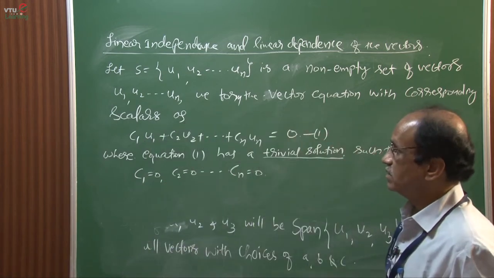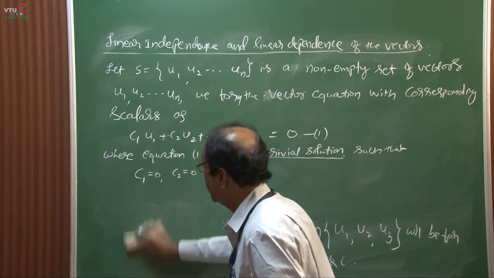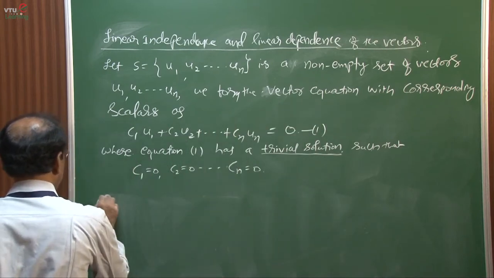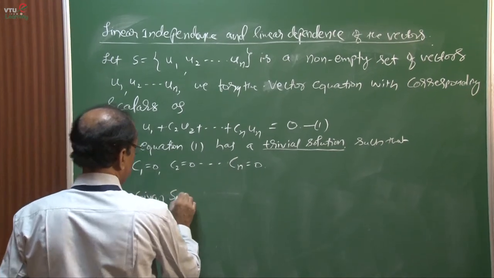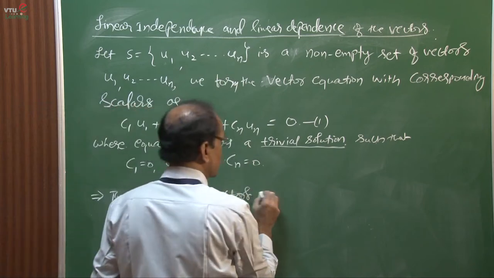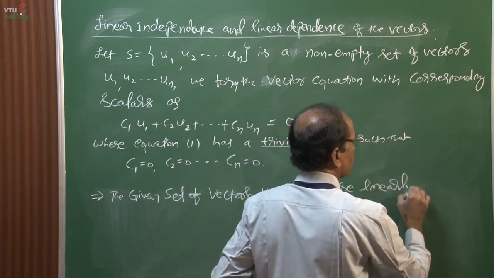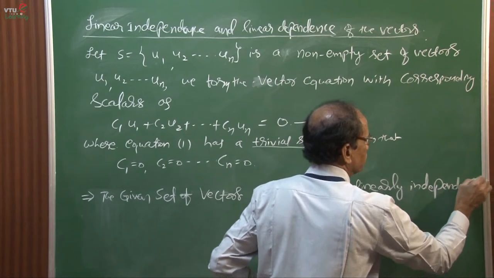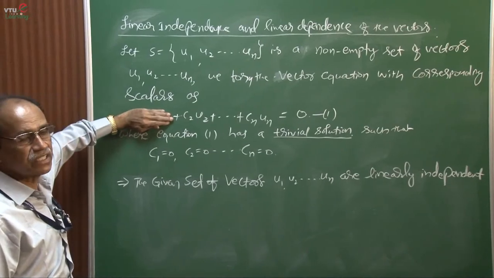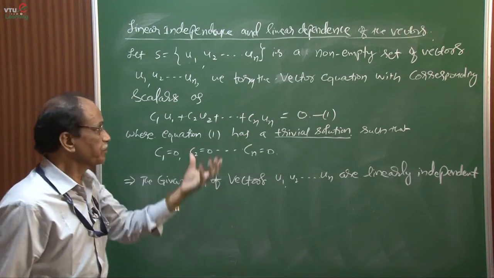Suppose these are not 0, then we do not say that they are linearly independent, they are linearly dependent. So, only the trivial solution should exist here, then they are said to be linearly independent. So, we conclude that the given set of vectors U1, U2, and so on, up to UN are linearly independent. Linearly independent means this coefficient is equal to 0, this coefficient is equal to 0. That means each term is equal to 0. In other words, in the theory of equations, the basic mathematics says each term should be compared with 0.